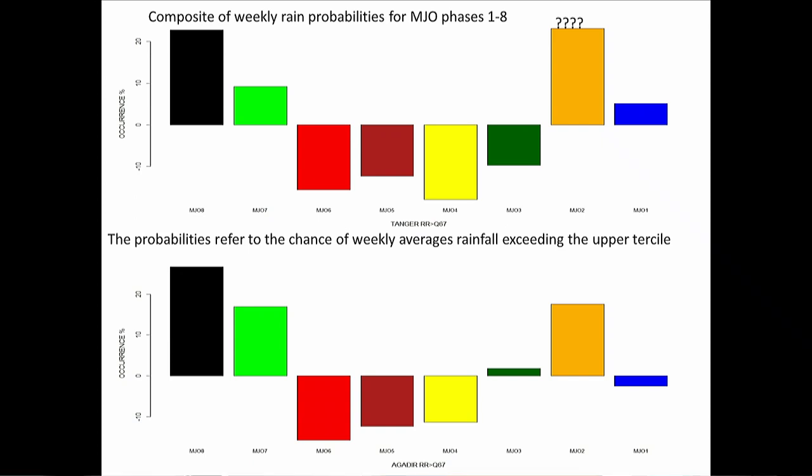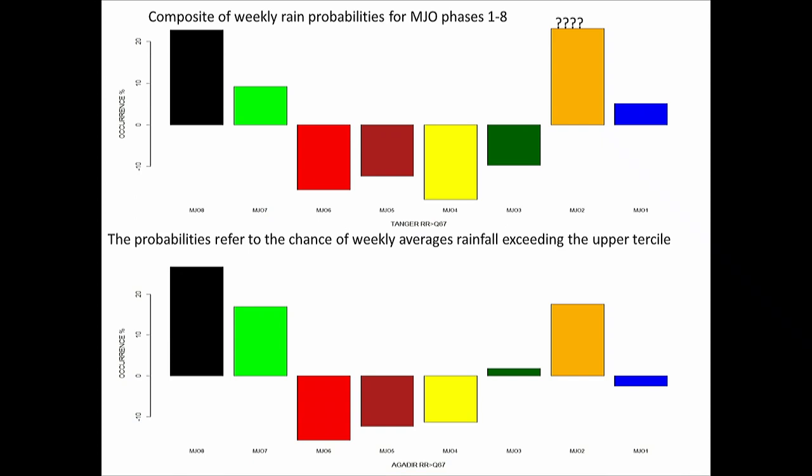Is it good? Is it fine? Because we have this relationship between negative NAO and phases seven and eight. So we can find the explanation why we have this increase in the occurrence of precipitation exceeding the upper tercile in phases seven and eight. But for phase two, up to now, we don't have any explanation.